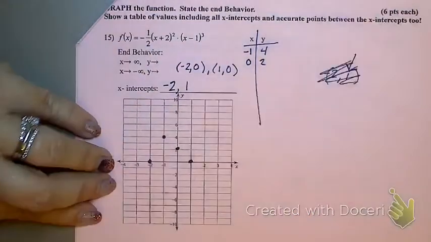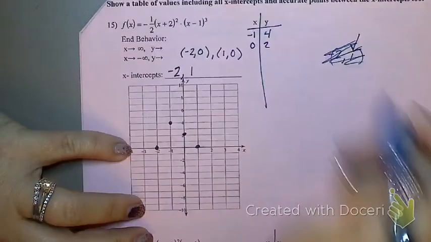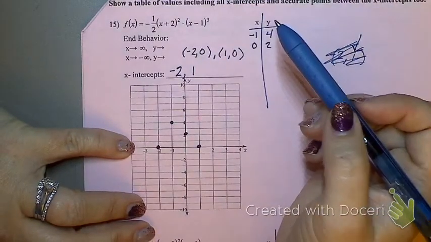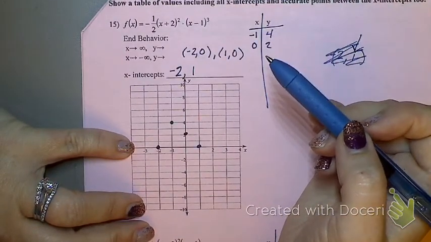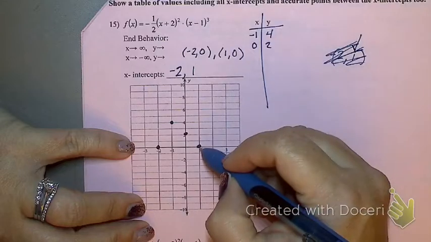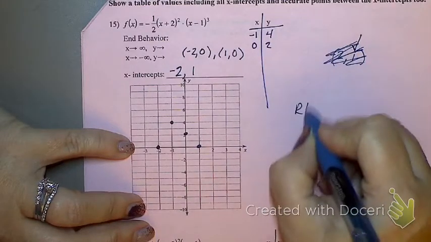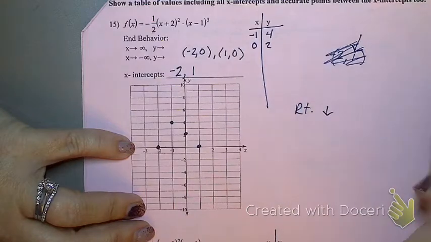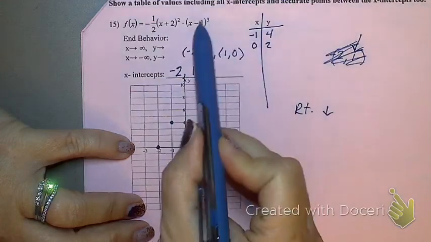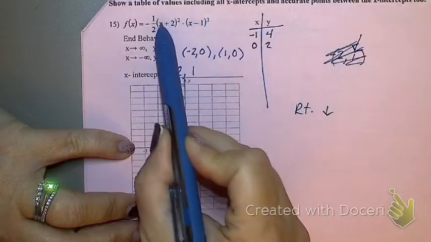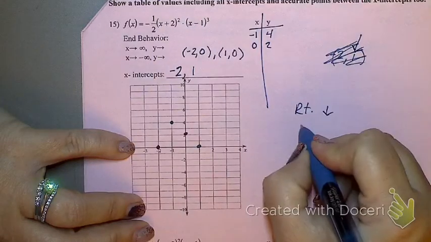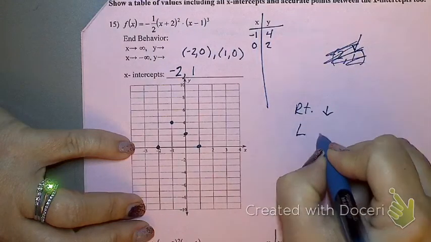So let's figure out what this is going to look like altogether. What is my leading coefficient, positive or negative? Negative. That means the right side's going to go down, correct? Okay, so I know right side down. And then what's the degree? 1, 2, 3, 4, 5. So it's odd. What does that tell me about the left side?